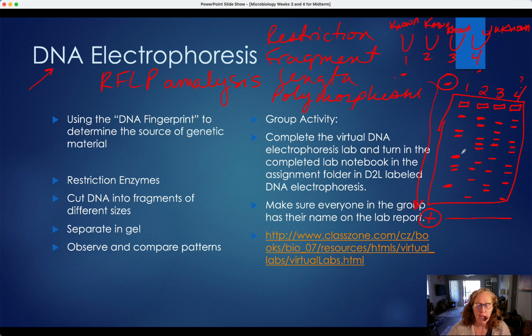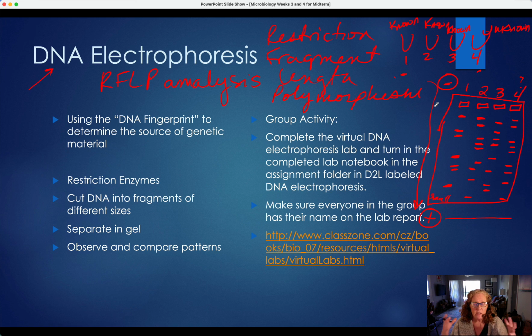If I look at how my fragments have run, they have been pulled down the gel from negative towards positive charge. The larger the DNA fragment, the slower it's going to move through that gel matrix. My really small DNA fragments will run very quickly, so they're going to be down here at the bottom. They're going to run very far. So these are my small ends, and my really large fragments are going to take much longer.